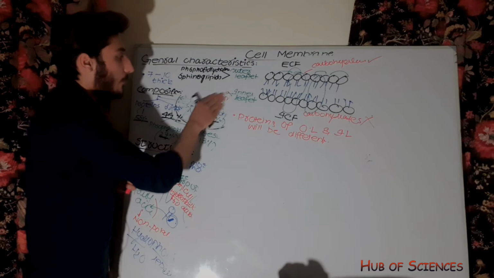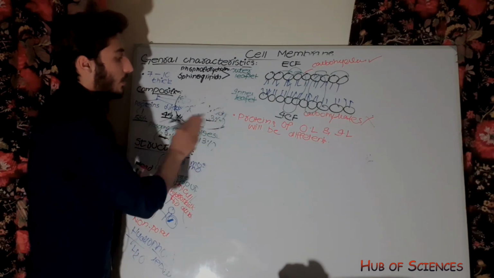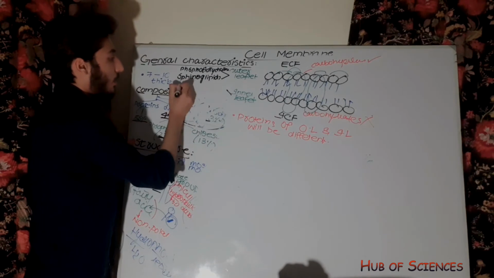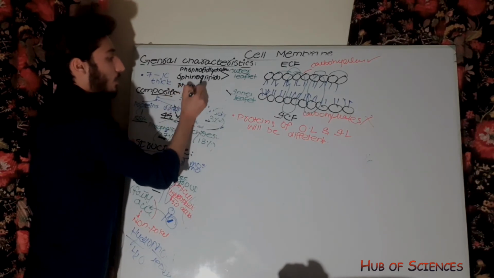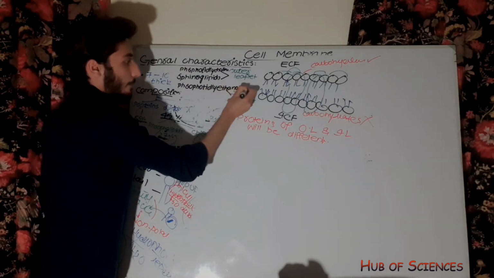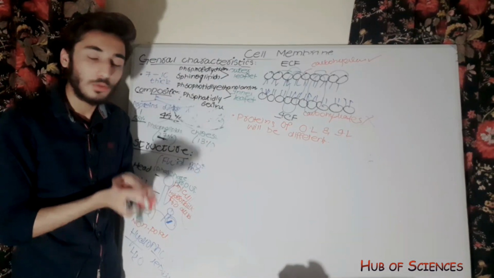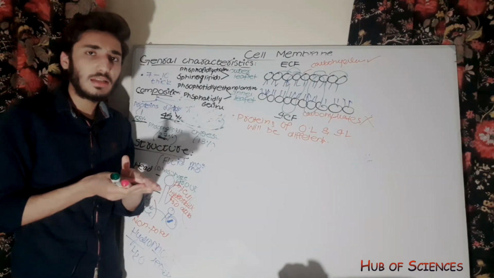And what types of lipids are abundant in the inner leaflet? The inner leaflet contains phosphatidyl ethanolamine, and then the second is phosphatidylserine. These are the abundant ones. So the first difference is that carbohydrates are present abundantly in the outer leaflet of the cell membrane, whereas no carbohydrate is present in the inner leaflet.